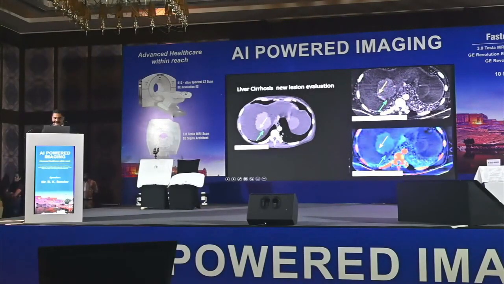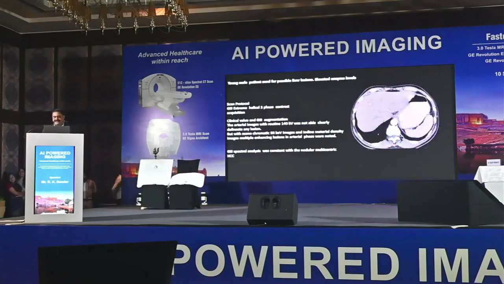This one is a contrast image on a normal CT, 120 kVp image, and no lesion was detected in this cirrhotic patient. The moment you turn on the spectral mode, we are able to see an enhancing rim there, and on the iodine map, you are able to clearly see the small lesion there. So otherwise, you would have happily missed it on a normal CT.